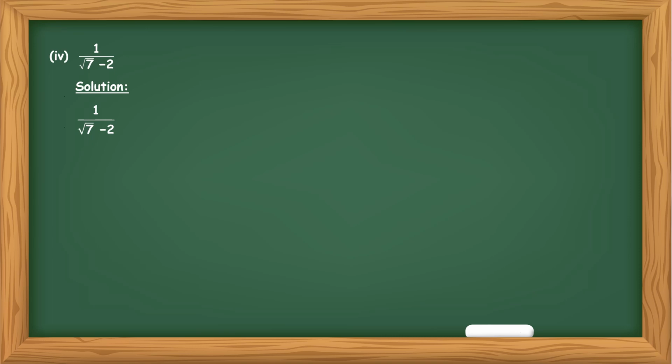The fourth question is 1 by root 7 minus 2. So again multiply by the conjugate, root 7 plus 2. When you do so, you get 7 minus 4, because root 7 the whole square is 7, and here you don't have root 2, it is 2. So 2 the whole square is 4. So 7 minus 4 is 3. So you get root 7 plus 2 by 3.